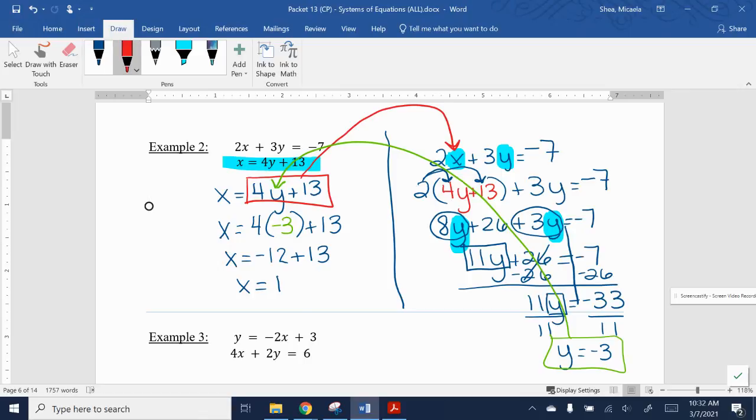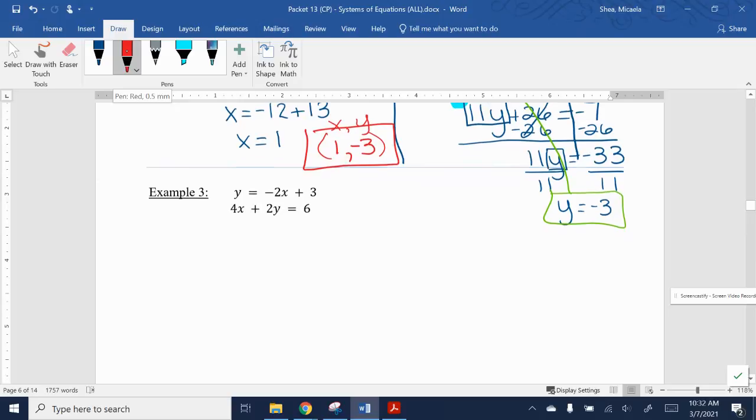Remember that your final answer isn't just having an x and a y. You have to have your ordered pair, which is x comma y. Our x is +1. Our y is -3. So our final answer is (1, -3).